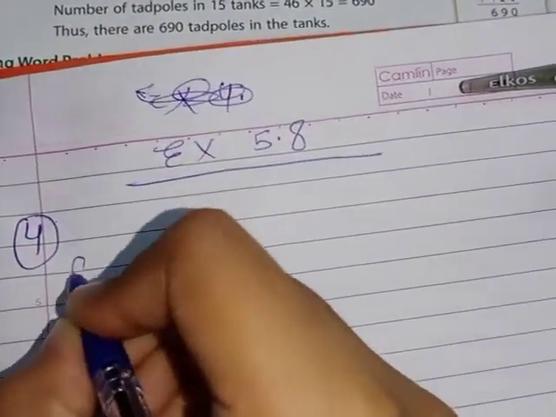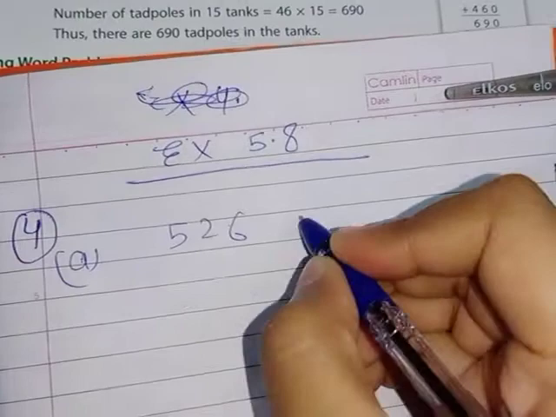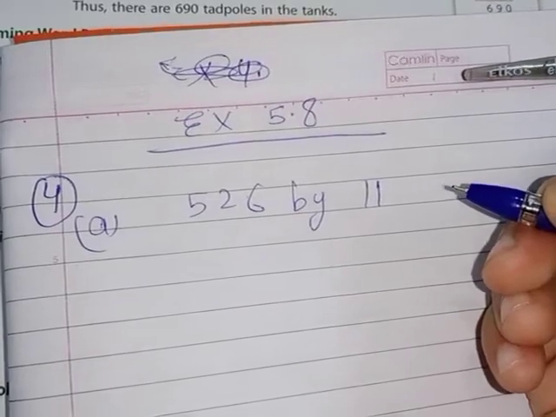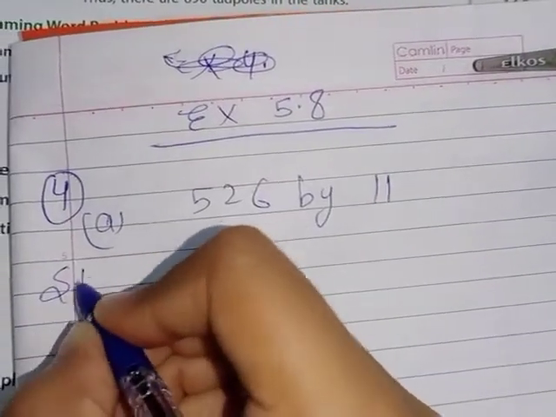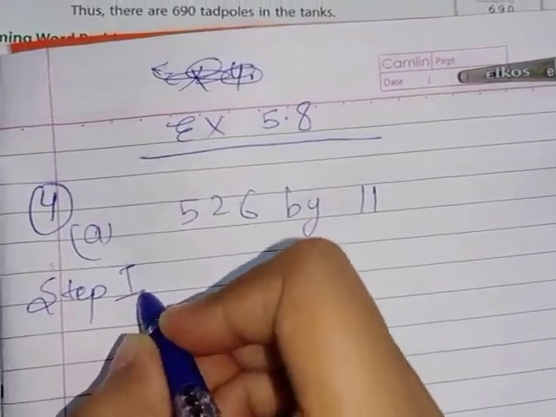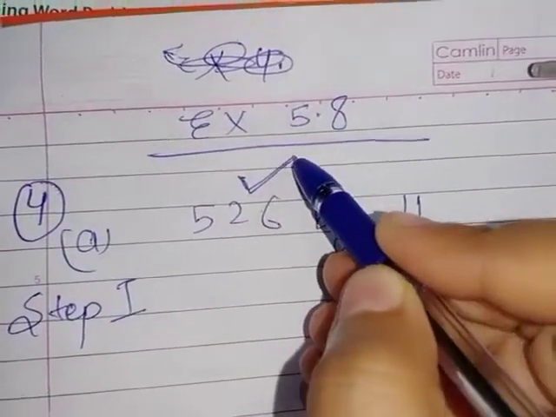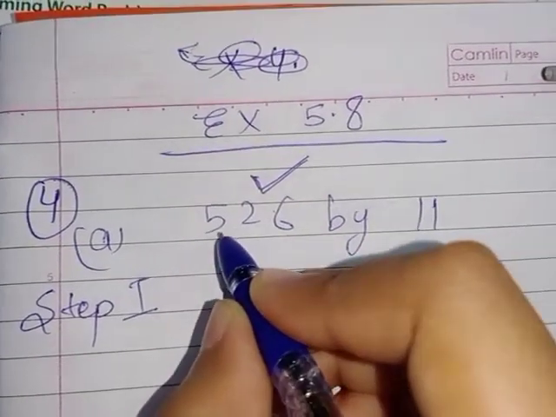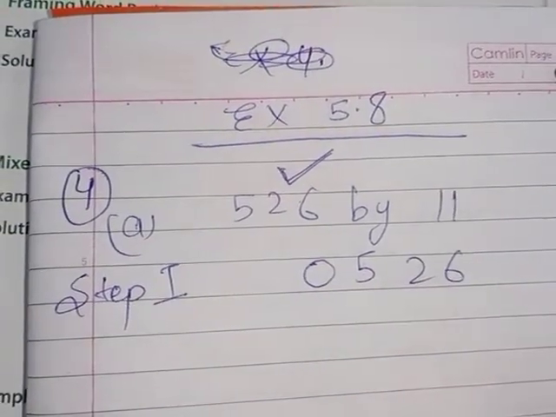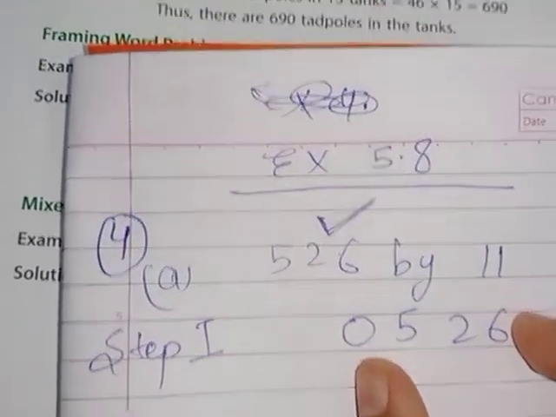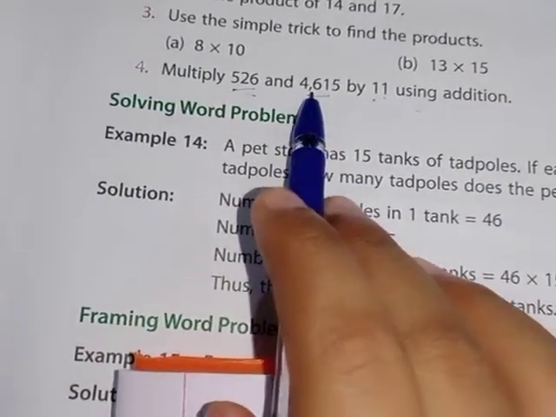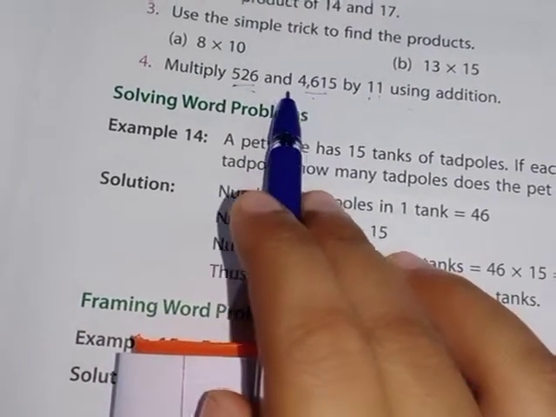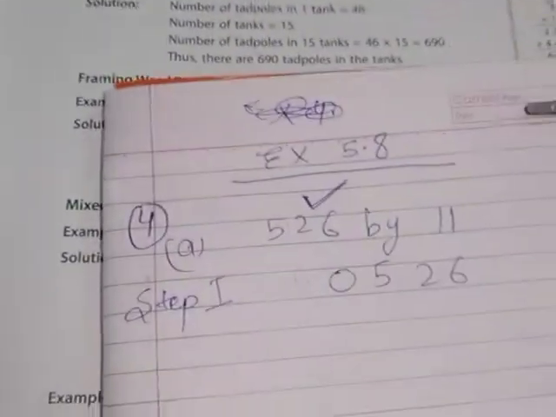You can see 4A, the question is 526 by 11. We have to multiply by 11 using which method? The addition method. For this we have the first step. The first step is: whatever multiplicand is given, in that multiplicand's starting place you put a 0 and write the rest of the digits as they are. This is the first step. Suppose the next multiplicand is 4615. Before this 4 we will put a 0. Okay, so this is your first step.